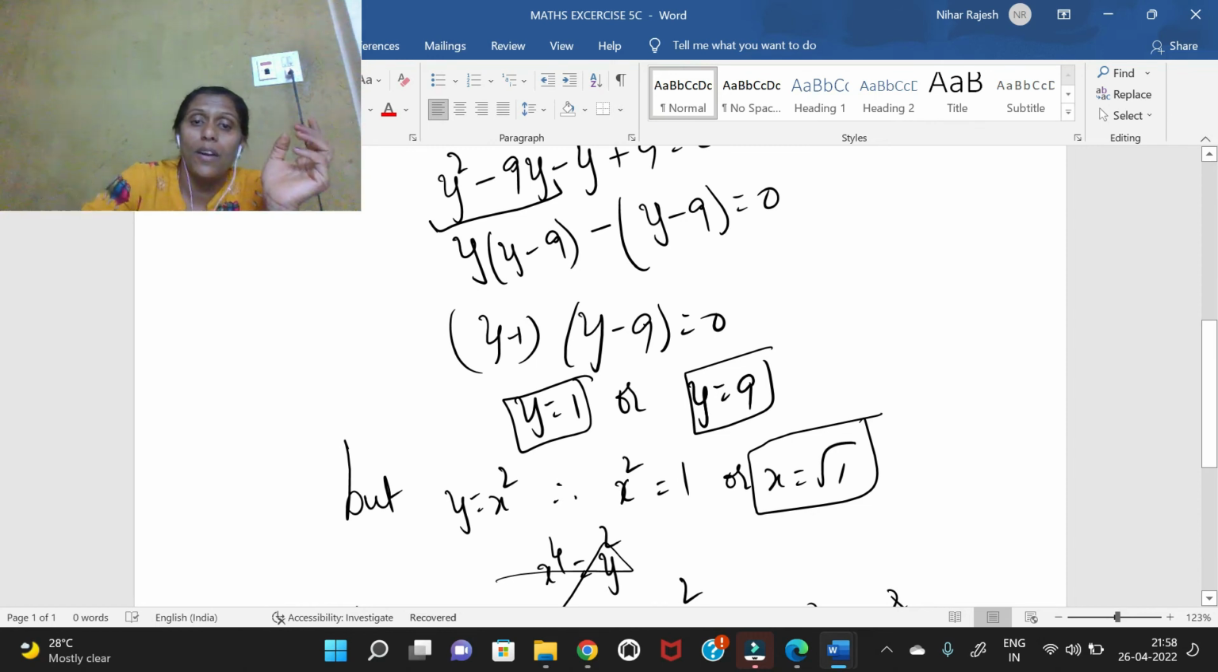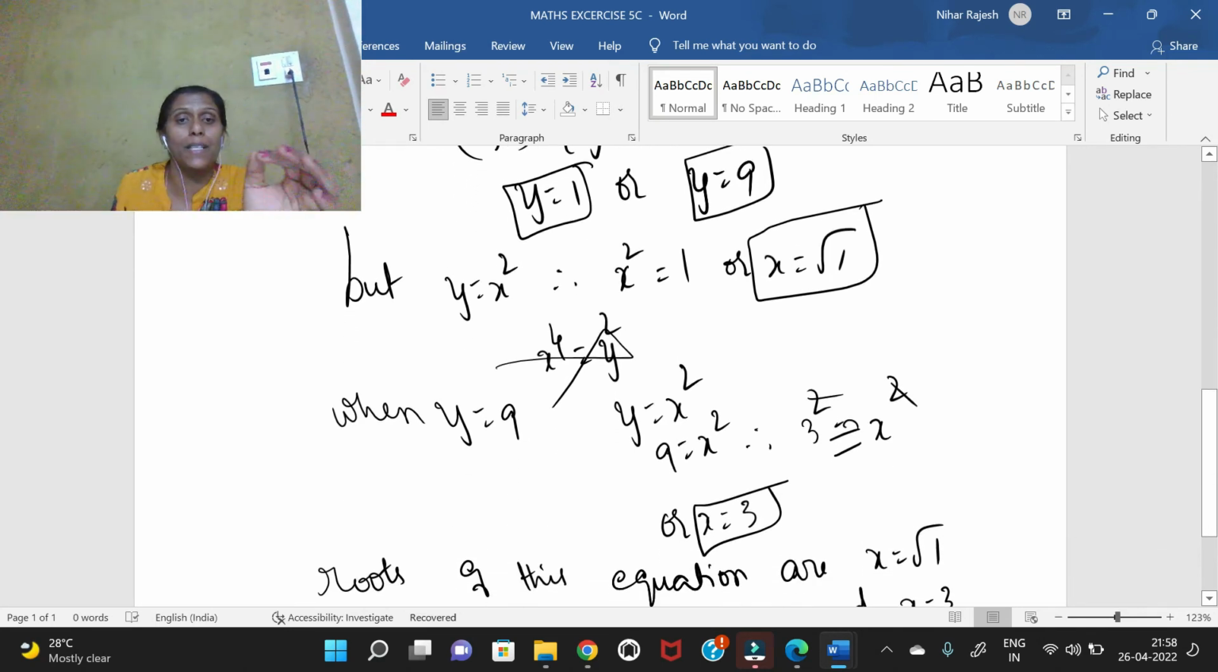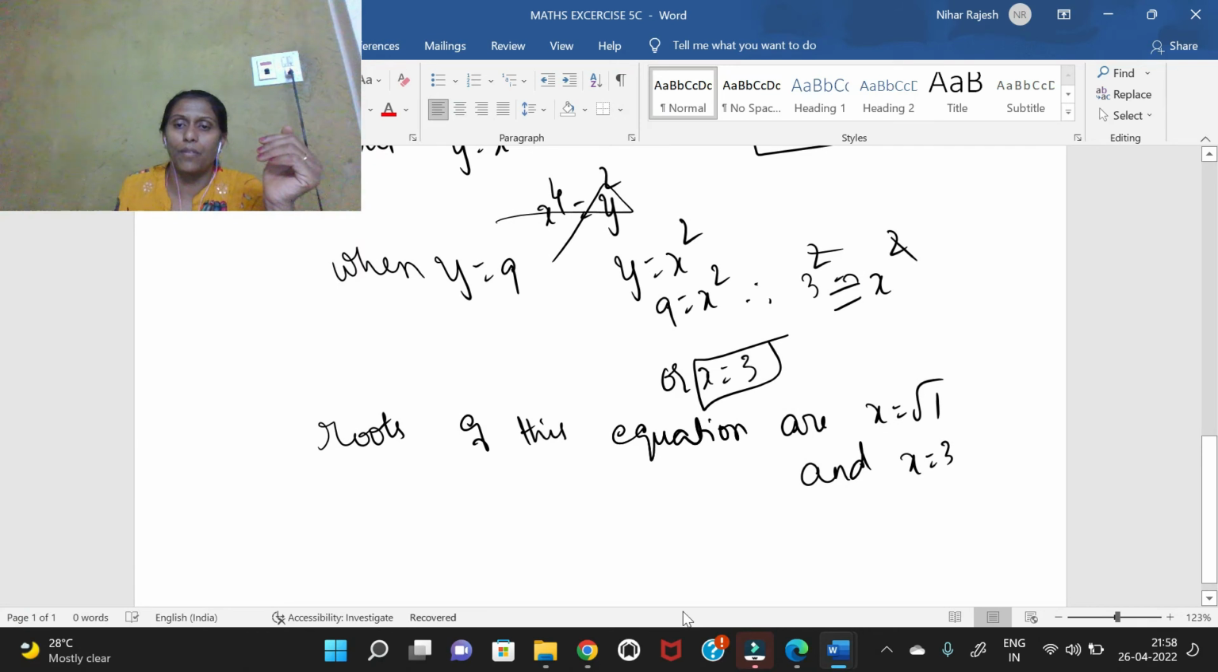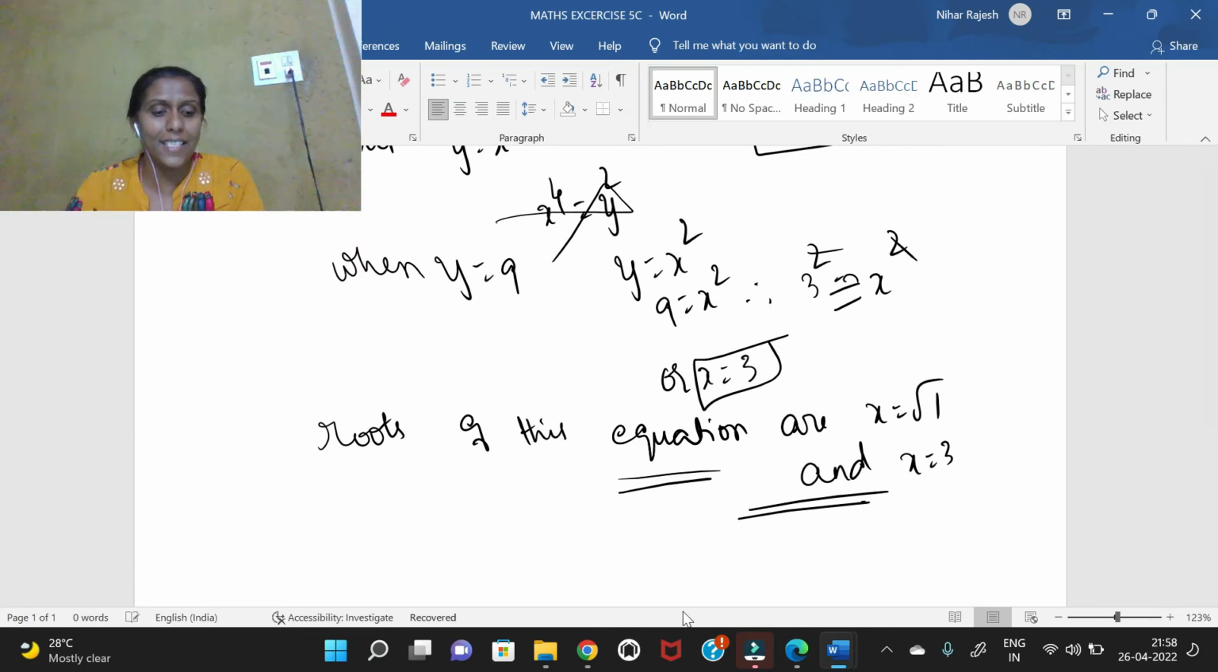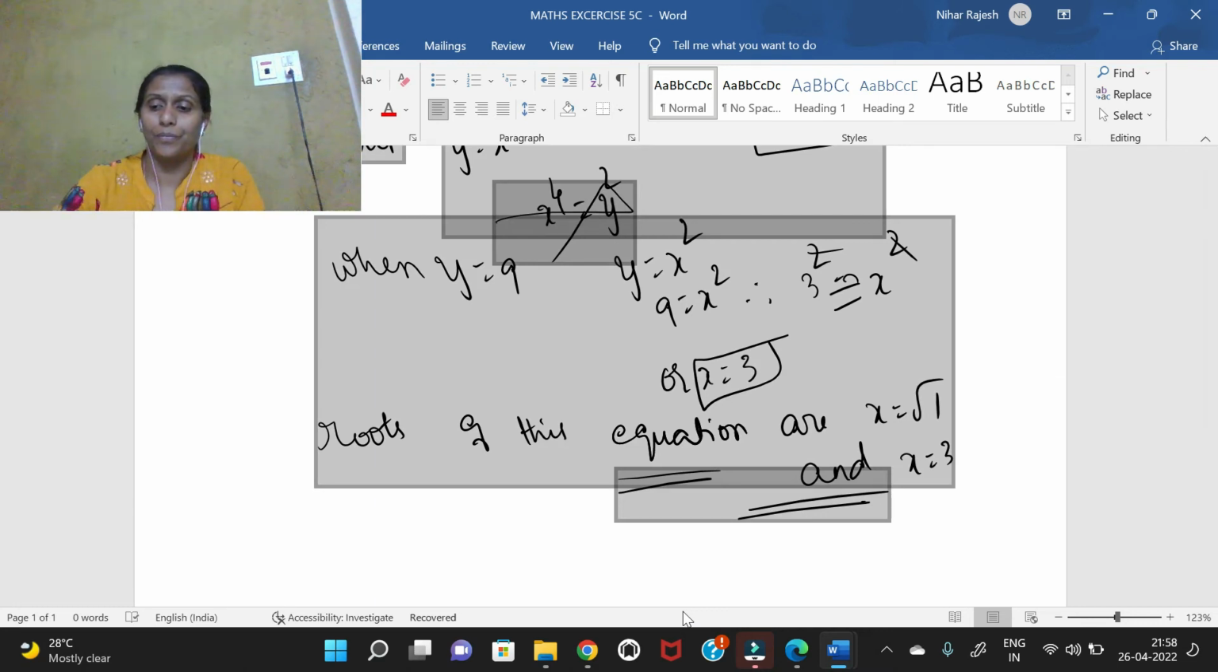So, when y is equal to 1, it means 1 is equal to x square, x is root 1 or x is equal to root 9, which is 3. So, these are the roots of the equation. Yes? Let's move on now.